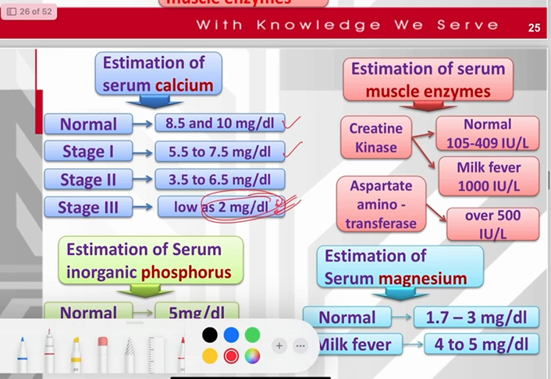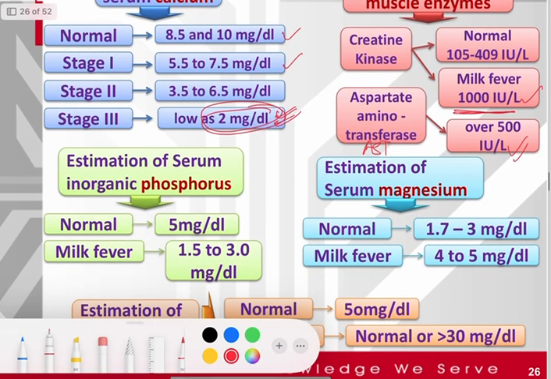We can also check serum muscle enzymes such as creatine kinase. In milk fever, it may increase up to 1000 international units per liter, and the AST levels can reach up to 500 IU per liter. We can also estimate serum phosphorus. In milk fever, it may come down to 1.5 to 3 mg per deciliter, and magnesium levels can come up to 4 to 5 mg per deciliter. Normal levels are 1.7 to 3 mg per deciliter.